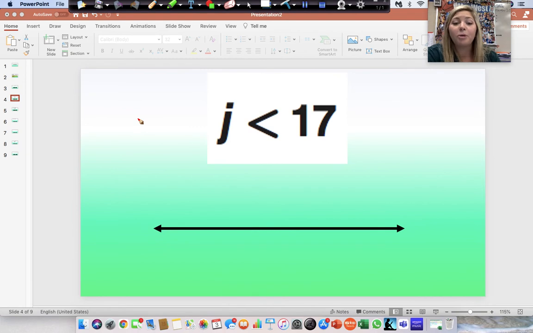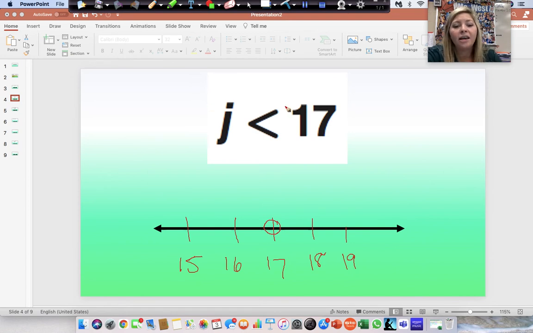Now, we have another variable, but same thing. J is less than 17. So we are going to plot 17. Okay, we're going to put the numbers that are higher than 17. We got 18 and 19, and lower than 17, we got 16 and 15. Okay, and then I'm going to circle 17 because we are talking about 17, but I am not coloring it in because we are not including 17.